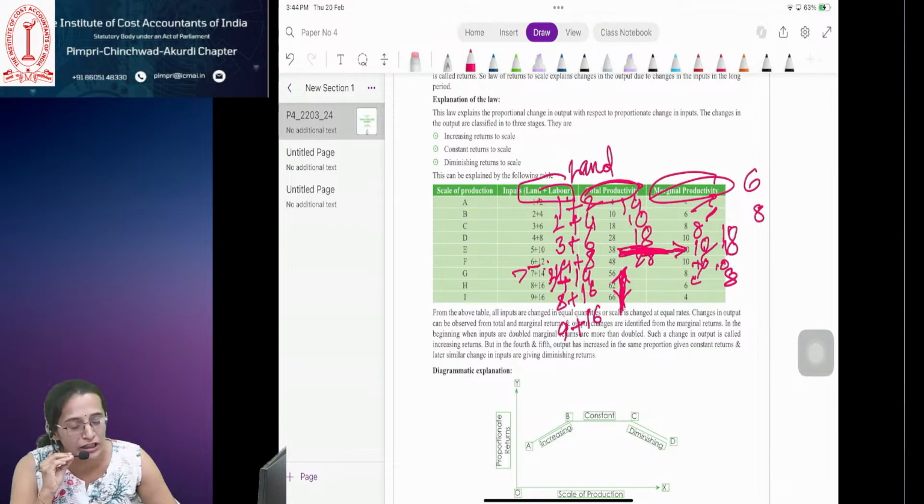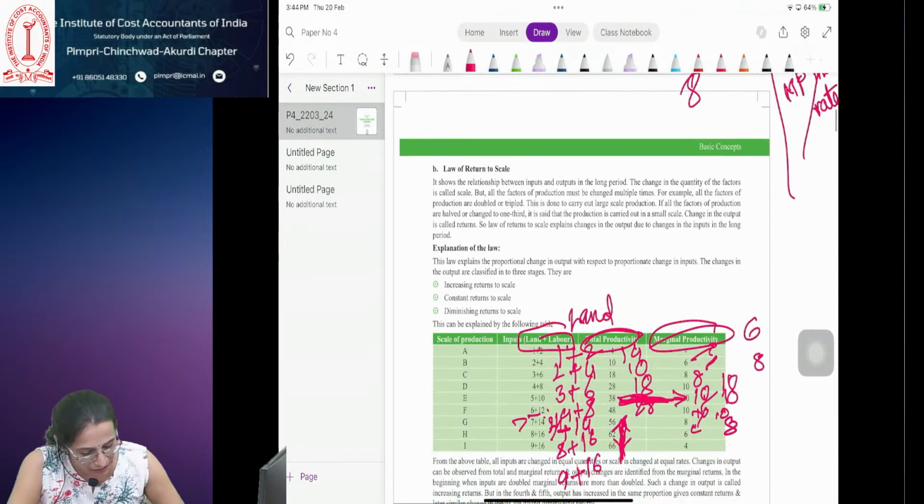We studied utility. When the total utility decreases, what happens to the marginal utility? It becomes negative. After the peak point, total utility is decreasing, right? But here what is happening? Is the marginal productivity becoming negative? No, first it is increasing at an increasing rate, then it is constant, and then it is increasing at a decreasing rate. Got it?